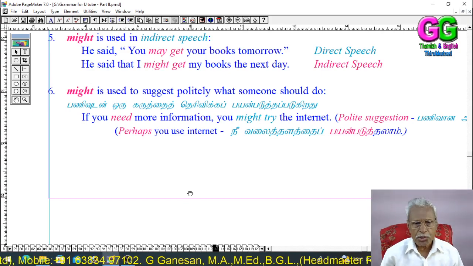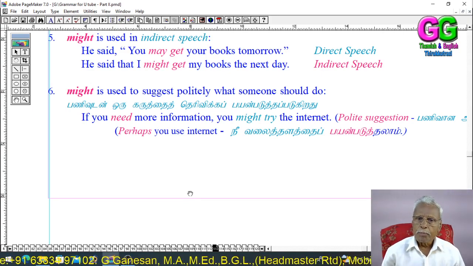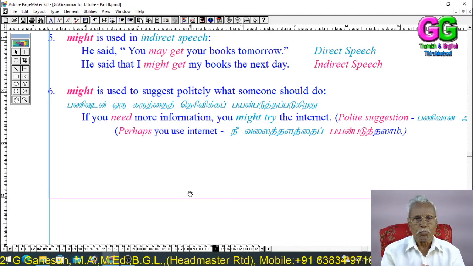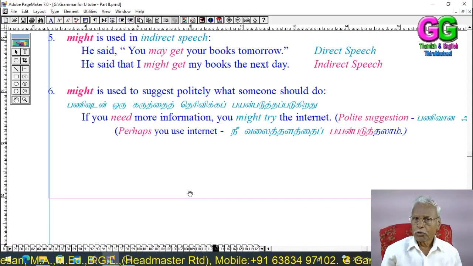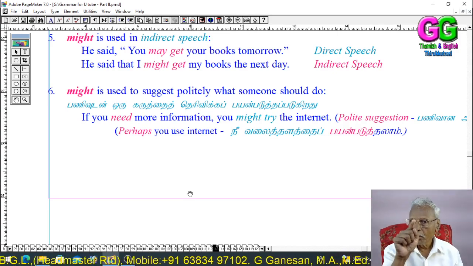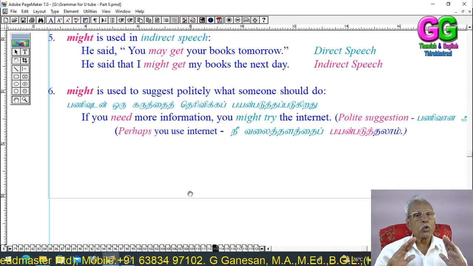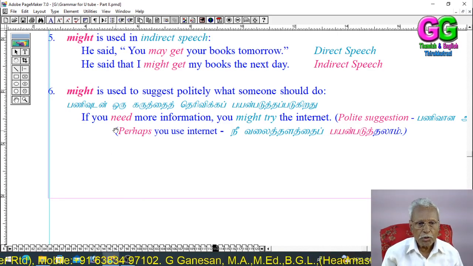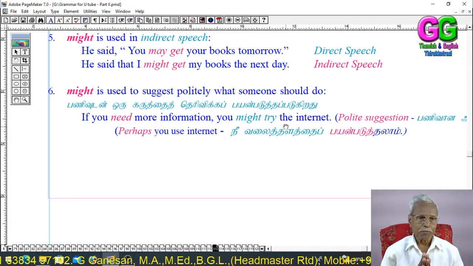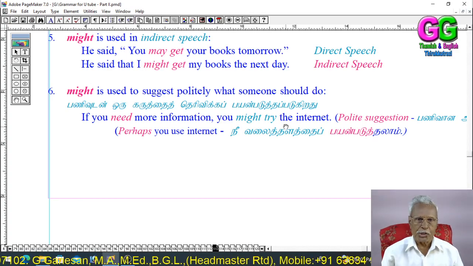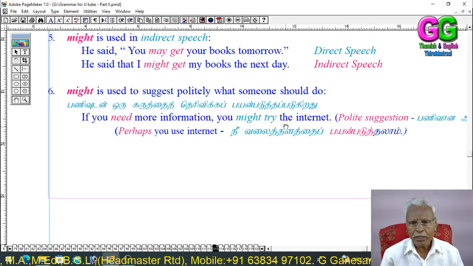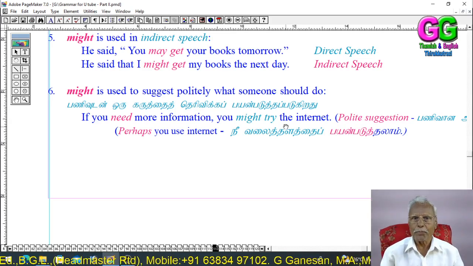Then the sixth use of might. Might is used to suggest politely what someone should do. To say politely, or to suggest politely, what someone should do. If you need more information, you might try the internet. That is, if you want more information, you might try the internet. Polite in such a sense.